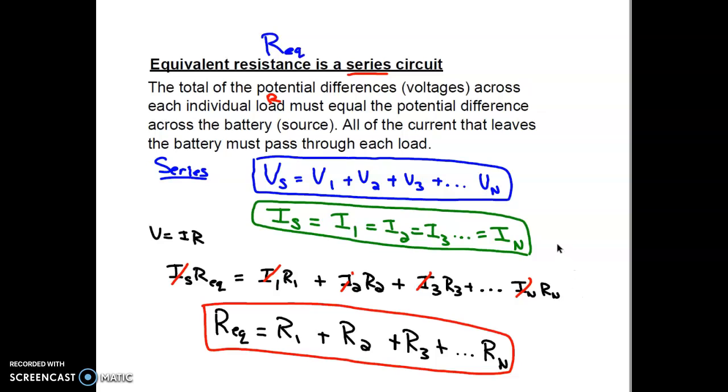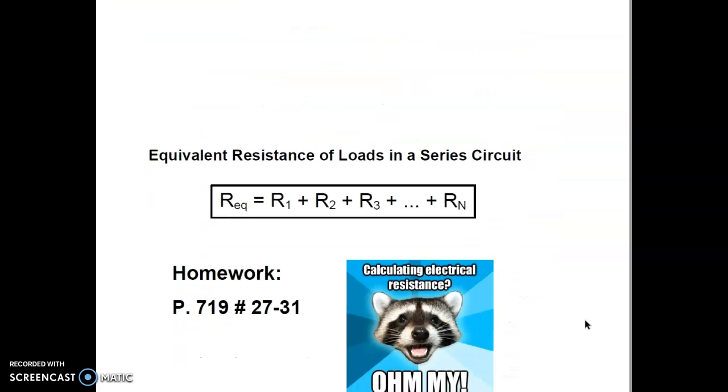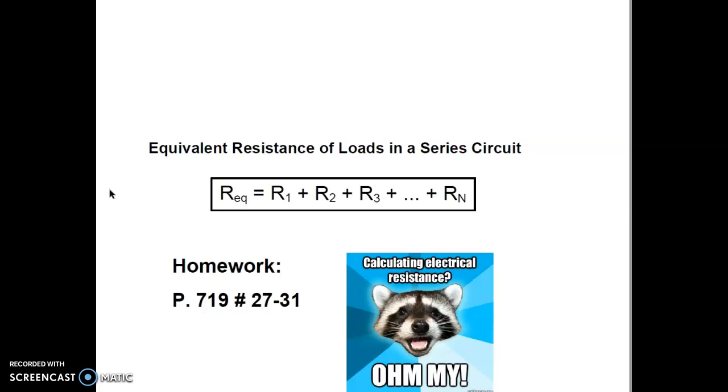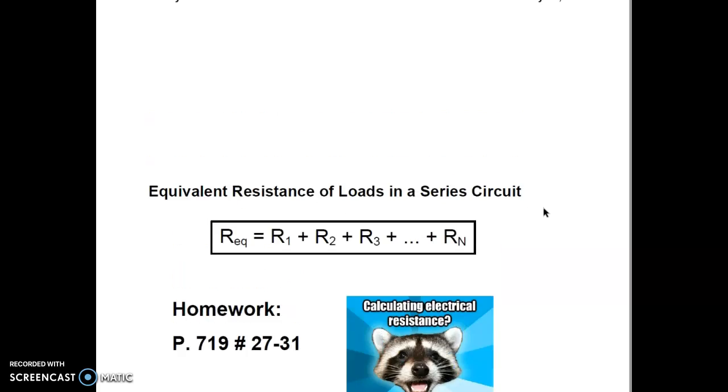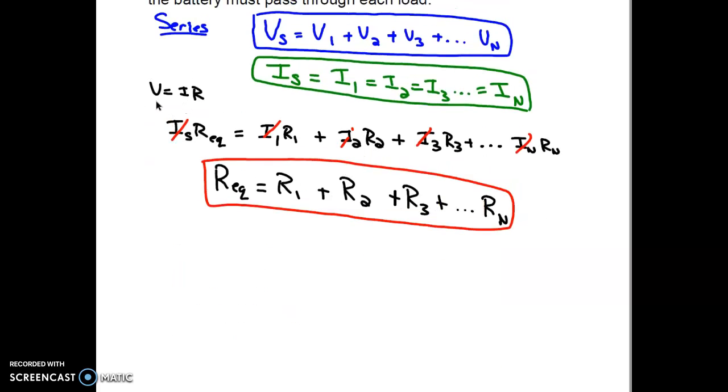What you should notice is because the current is the same at all loads, we can cross that out. So the equivalent resistance equals R1 plus R2 plus R3, the summation of them, adding it all up. So the equivalent resistance of loads in a series circuit uses this equation. You'll use Vs in Ohm's law, so it'll look like Vs equals Is Req, and you'll rearrange that to solve for those unknowns.